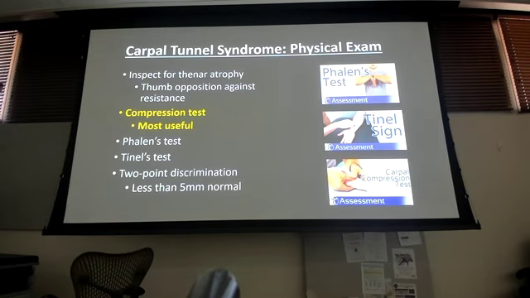So again, that correlates to the compression test at the elbow that you do on the ulnar nerve, right? The difference being here is that it's the median nerve. Make sense? But the principles are the same.